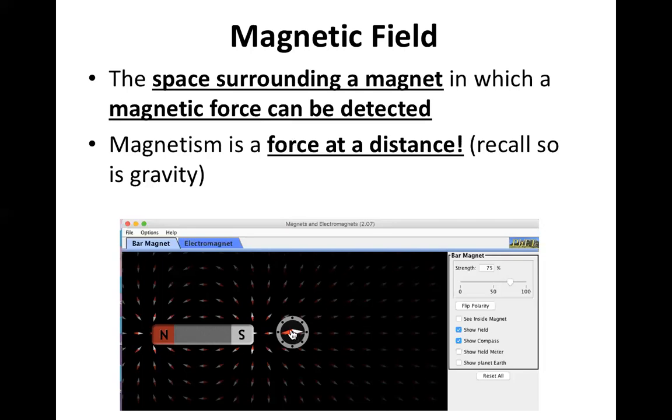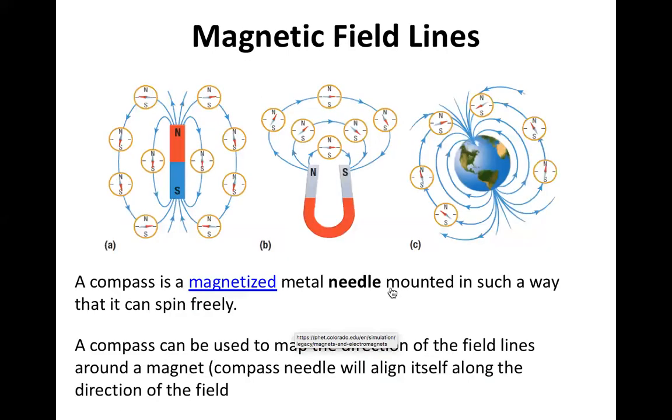So this bar magnet does not actually have to be touching that one for feeling the effect of the attractive force. A compass needle is a magnetized piece of metal, mounted in such a way that it can spin freely. And if we were to put compasses all around a permanent magnet, we would find these field lines. And if we put enough compass needles and connected all those line segments, we would see these magnetic field lines. A compass can be used to map the direction of field lines around a magnet. The compass needle will align itself along the direction of the field.